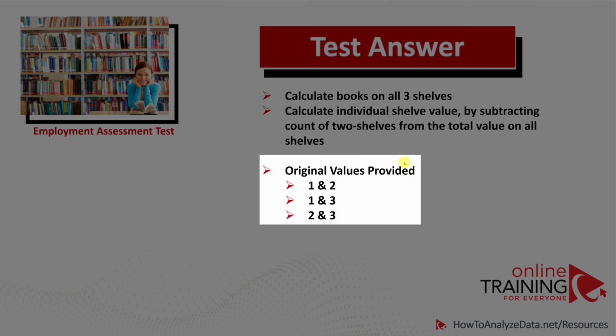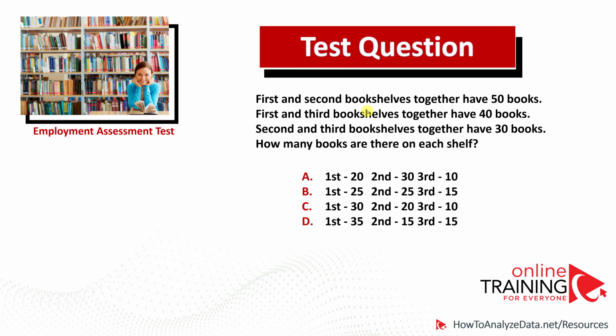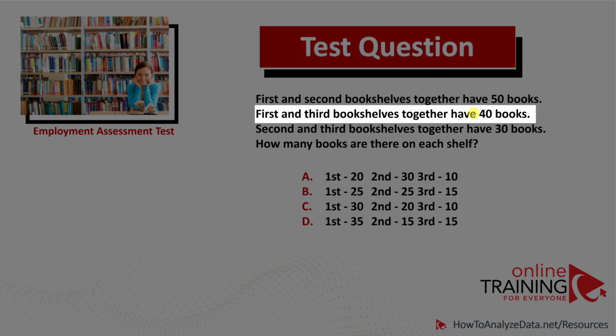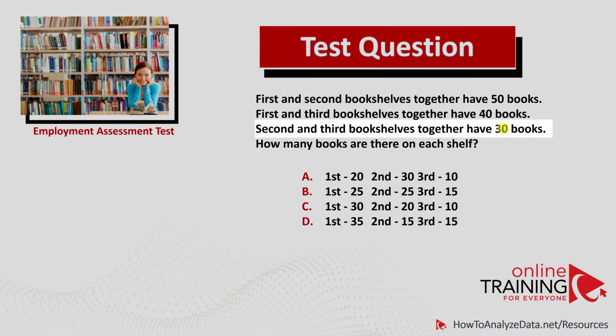When you look at the original values provided for the bookshelves, you realize that bookshelves come in pairs. So the first value provided is for the first and second bookshelf, the second value provided is for the first and third, and the third value provided is for the second and third. Let's take another look. First and second total 50. First and third total 40. Second and third total 30.